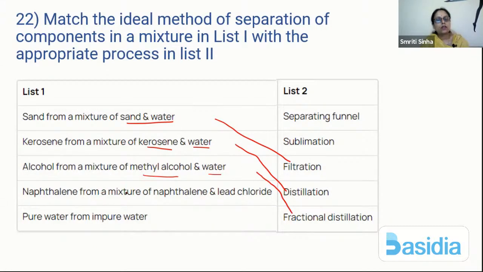Naphthalene from naphthalene and lead chloride. So naphthalene and lead chloride can be separated by sublimation, because naphthalene is a sublimable solid. It can sublimate, leaving behind the lead chloride. Next, pure water from impure water. Here you can say that pure water and impure water can mainly be separated by distillation. And for kerosene and water, you can even use a separating funnel. So fractional distillation and separating funnel both can be used, and pure water and impure water can be separated only by distillation.